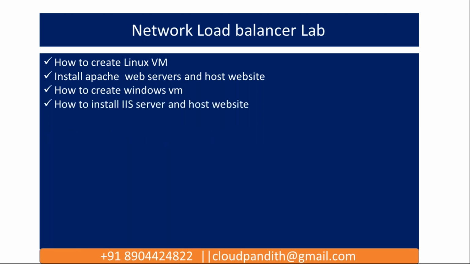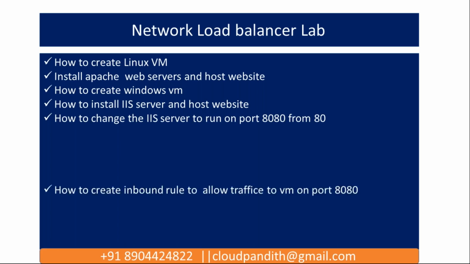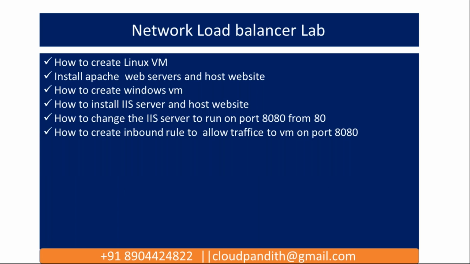Okay. Next, we are going to see how to install the IIS server and host a website on the Windows machine. As I said, we need to change the port from 80 to 8080 in the Windows VM. We are going to do that. Next, we are going to see how to create an inbound rule to allow traffic to the VM on port 8080. By default, if you change the port to 8080, traffic will not be allowed inside the Windows VM. So that's why you need to allow an inbound rule inside the Windows VM.